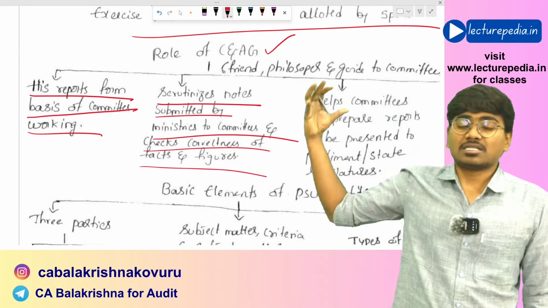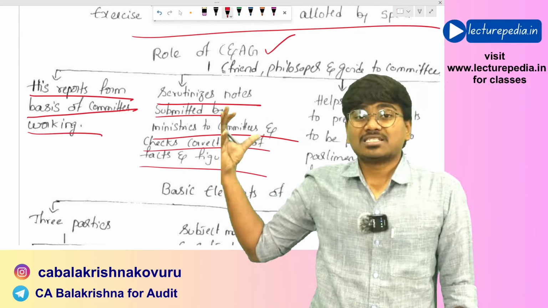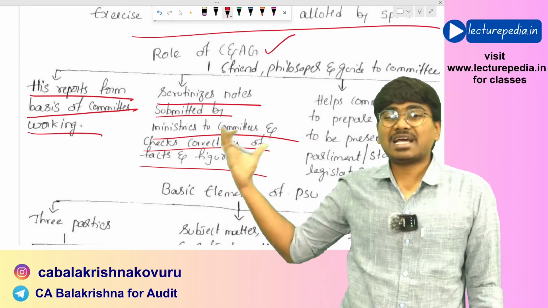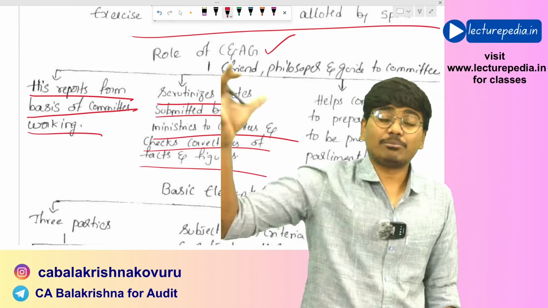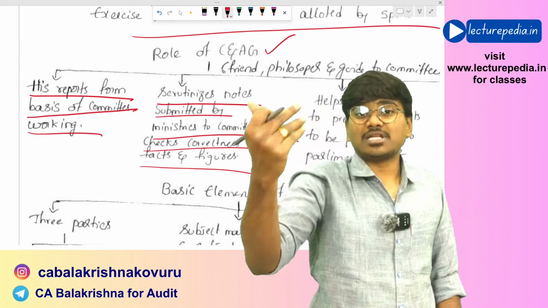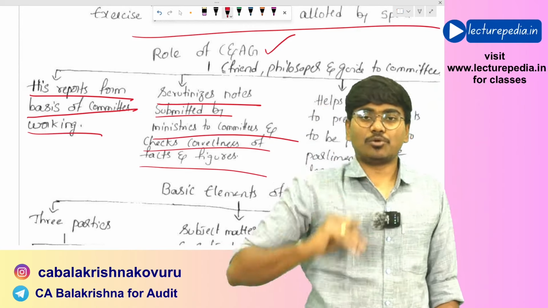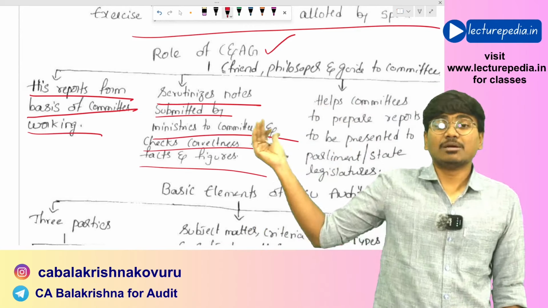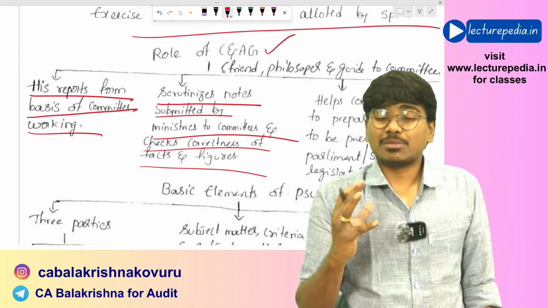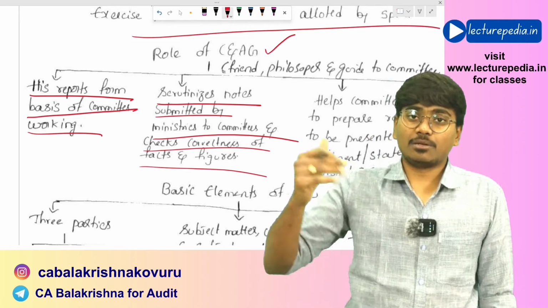Now ministries, the government ministries, will submit notes with respect to their activities. Figures and facts with respect to those activities will be submitted to the committees. Now CNAG will help the committees to scrutinize the reports that have been submitted by the ministries. In the same way, committees will have to prepare summarized reports and present them in the parliament, right?